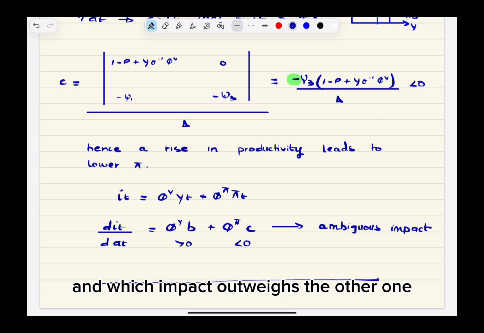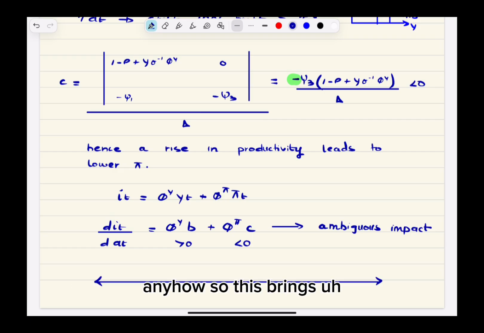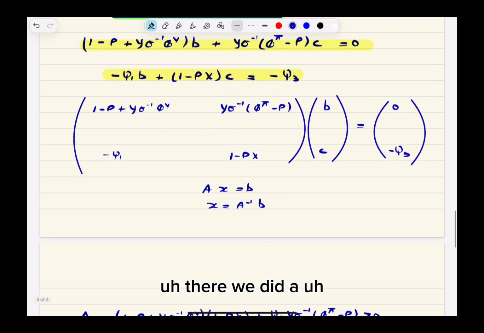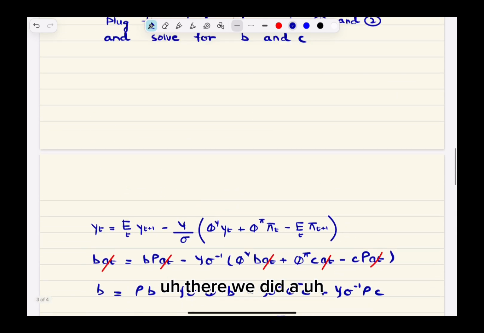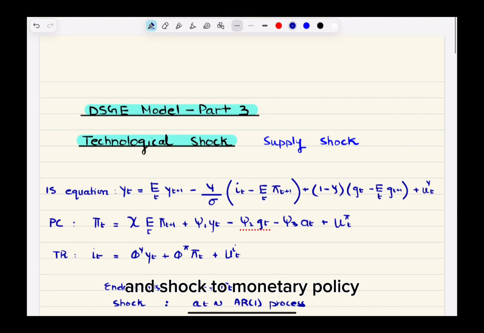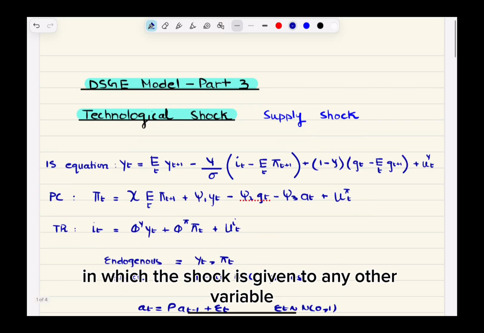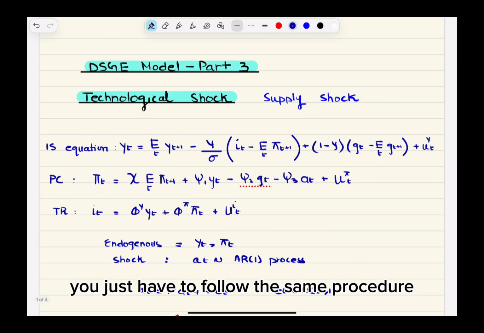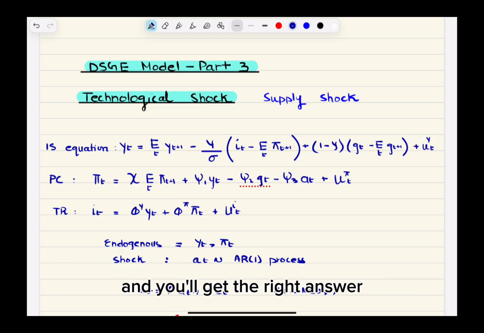So the overall impact is ambiguous, and it depends on how the ISLM curves have shifted, and which impact outweighs the other one. Anyhow, so this brings about an end to the DSGE series. There were 3 classes in this series. There we did a shock to technology, shock to government spending, and shock to monetary policy. If you get a question in which the shock is given to any other variable, you just have to follow the same procedure and you'll get the right answer.